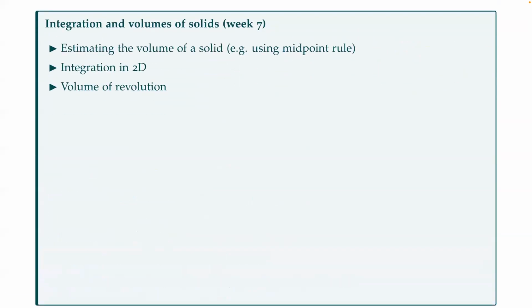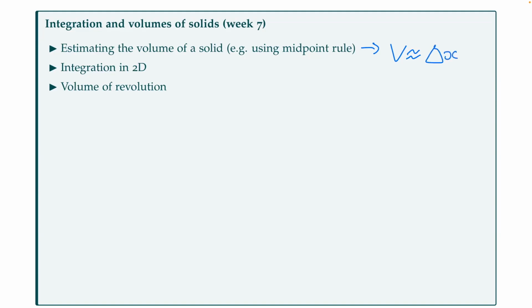And then finally, estimating volumes of a solid. So suppose we have some solid, it could be, say, like a log, or it could be an organ, and if we want to work out what the volume of that solid is, we can use the midpoint rule, where we estimate the area at a particular cross-section.